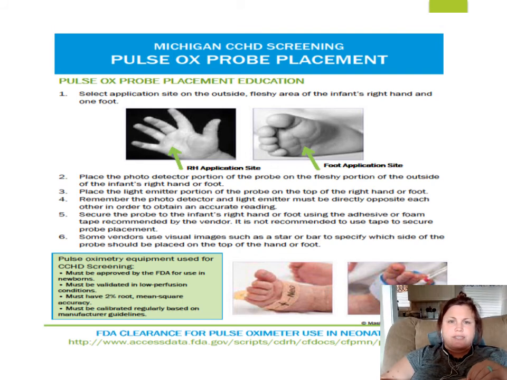Got an illustration on this slide for you of the placement of a pulse ox probe on a child. Remember these important tips. Place the light emitter portion of the probe on the top of the hand, foot, or finger. The light must be able to pass through the skin, so it should be directly opposite the photodetector of the probe, and that's what's going to allow you an accurate reading. For infants, the best sites to place the probe would be on the palm of the hand or on the foot of the child.